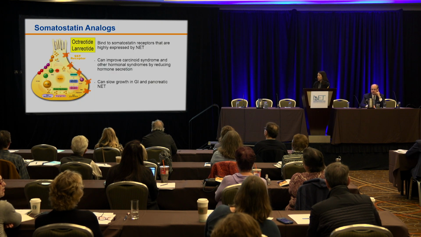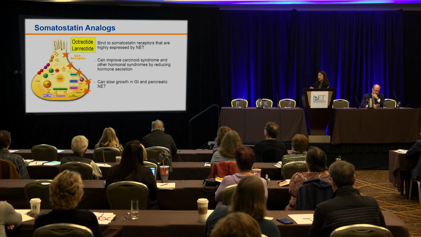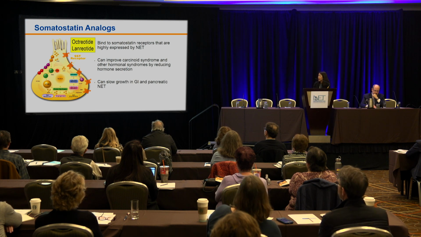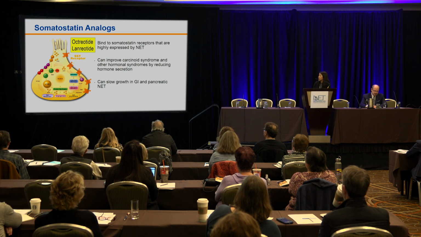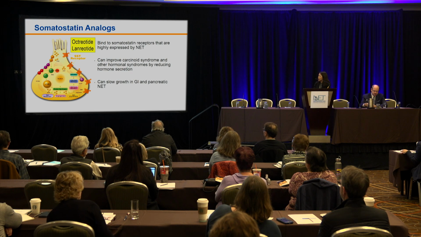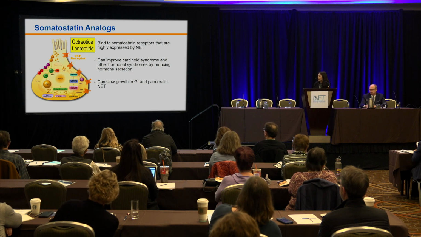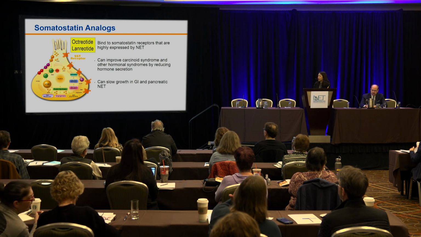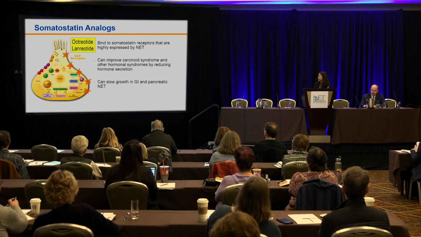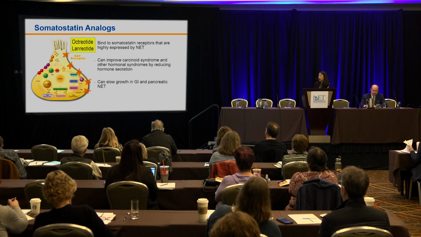So somatostatin analogs are agents that bind to the somatostatin receptors that are present on the neuroendocrine tumors. And this figure is a diagram of a cell that has receptors on its surface. And these receptors are important for integrating signals that help the cells to react to either grow or secrete hormones. The somatostatin receptors are present on the neuroendocrine tumors, and somatostatin analogs, including octreotide and lanreotide, can bind to those receptors. And these agents are used as a therapy for patients because they can improve carcinoid syndrome by decreasing hormone secretion. And they've also been shown to slow the growth of GI and pancreatic neuroendocrine tumors.